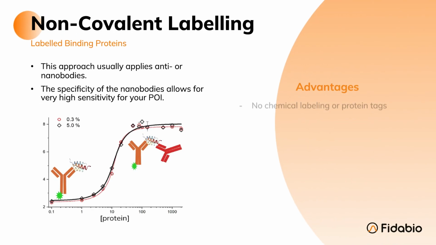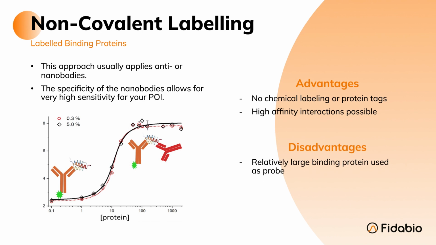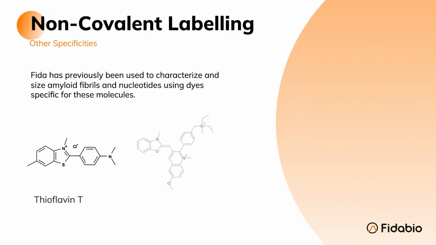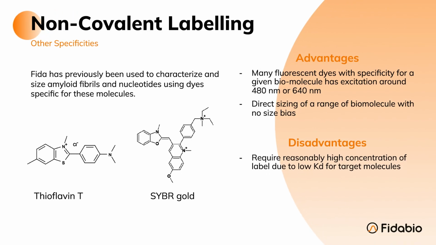If you need to characterize higher affinity interactions with a non-covalent label, then using a labeled nanobody or antibody is the way to go. The higher specificity of the antibodies allows for detection of low quantities of your protein of interest in buffers or complex media. The main drawback is that your non-covalent probe is now a relatively large protein, making smaller size changes more challenging to detect.